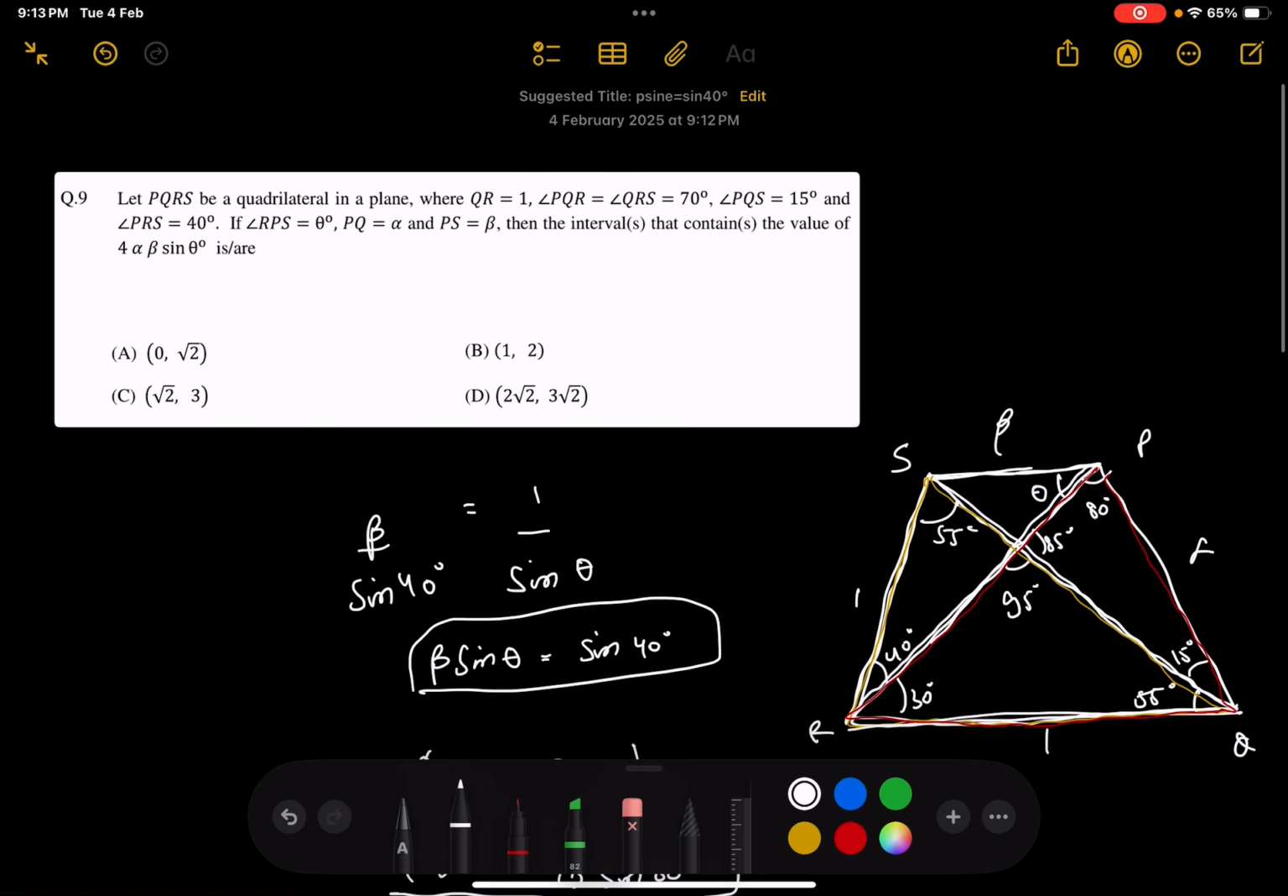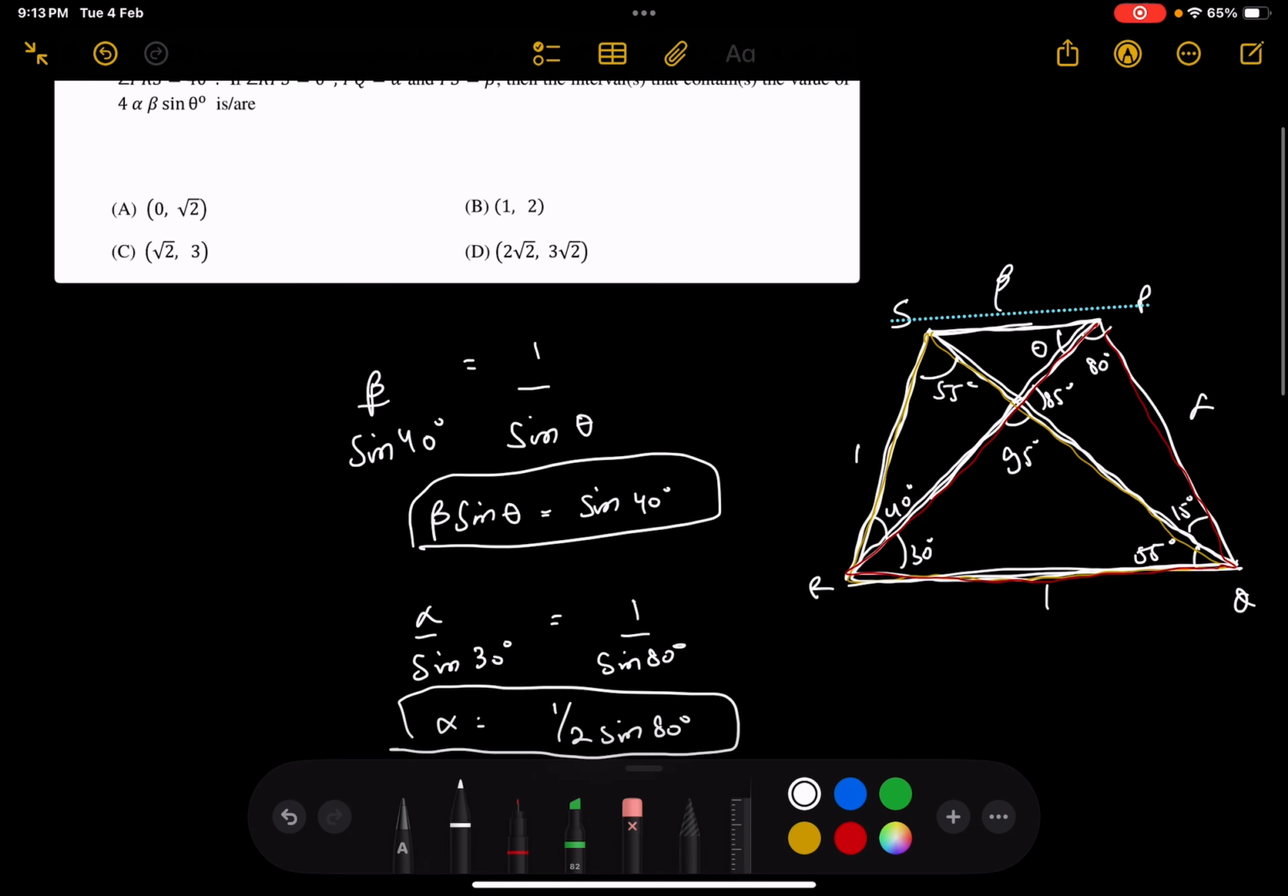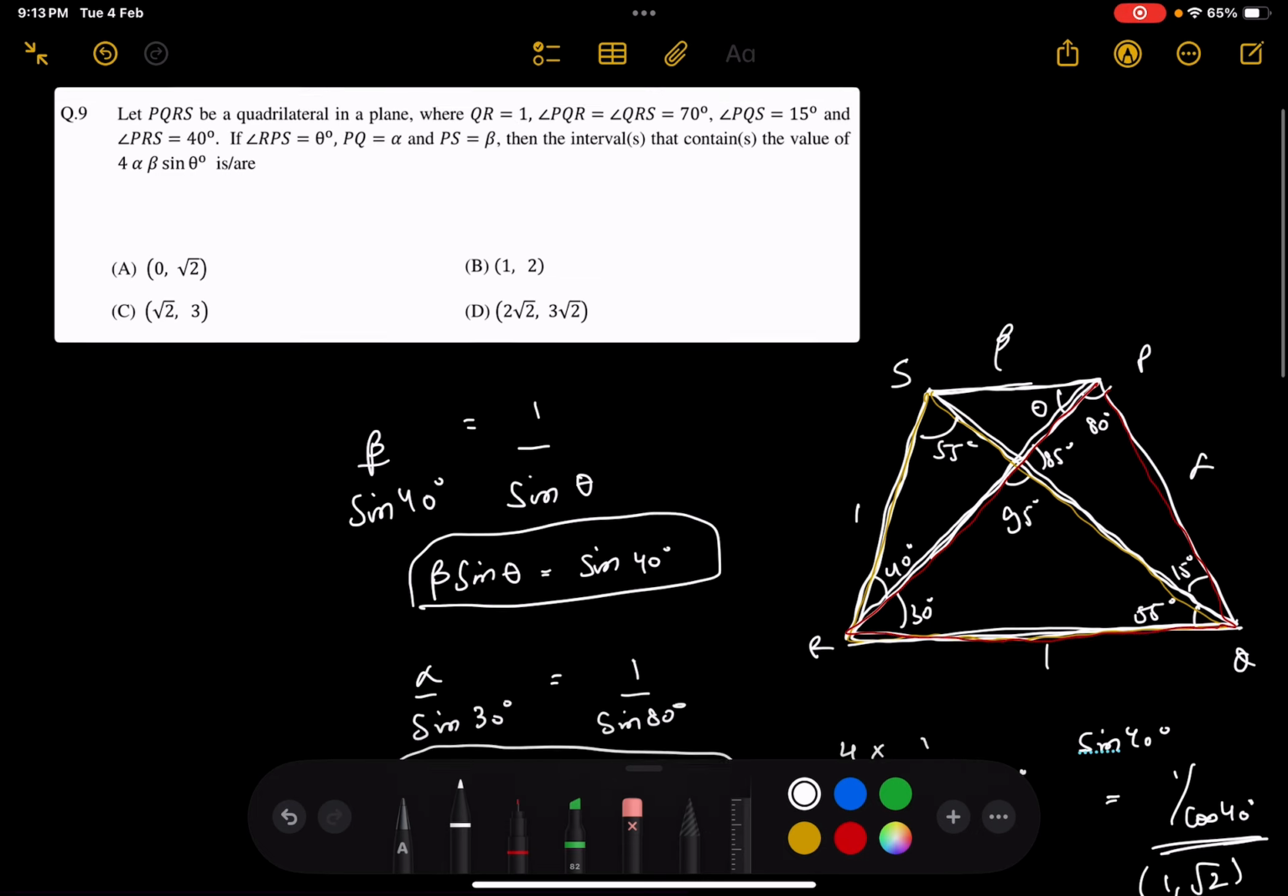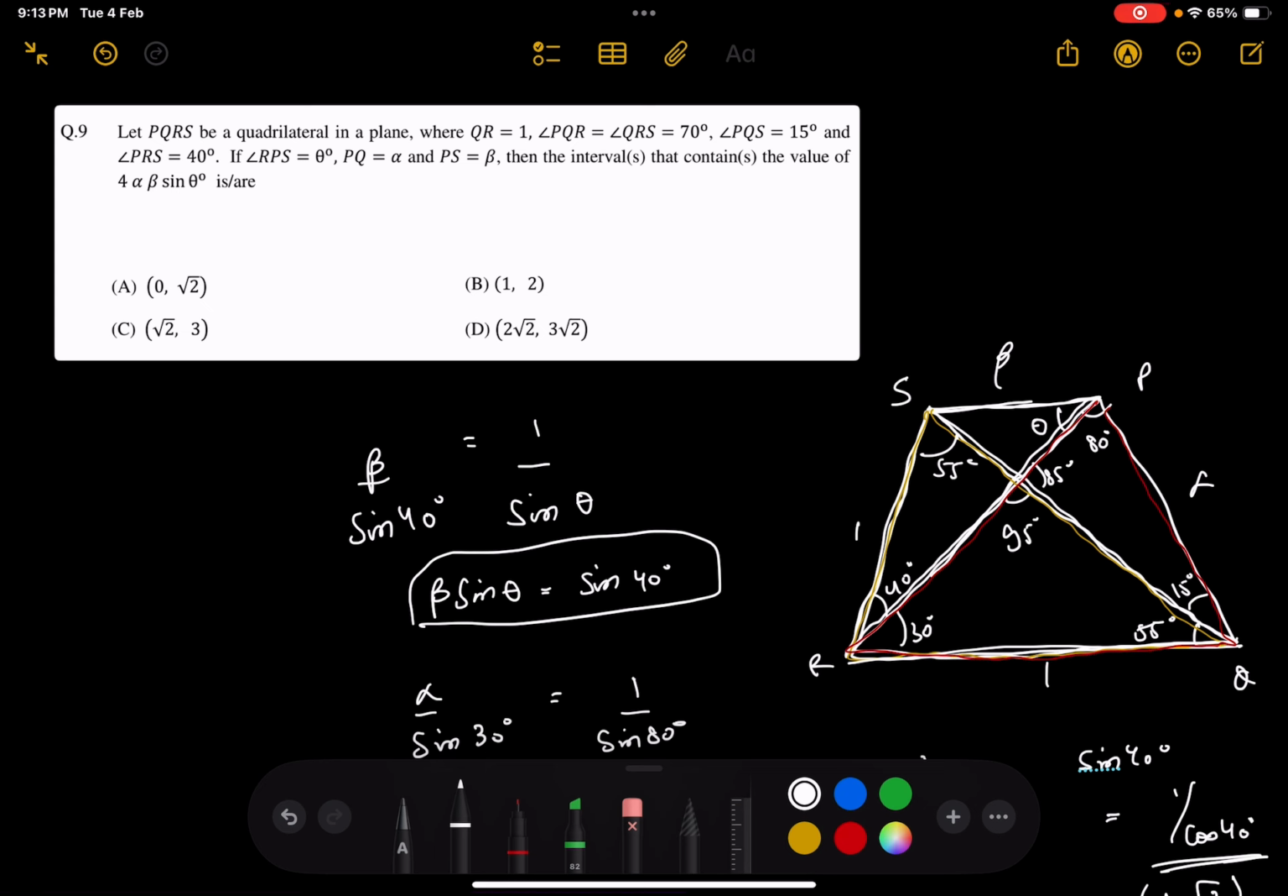We need the product 4 alpha beta sine theta, which is 4 alpha is 1 by 2 sine 80 degrees into beta sine theta is sine 40 degrees. So this becomes 1 upon cos 40 degrees. So cos 40 degrees from 1 by root 2 to 1, which means that 1 upon cos 40 degrees from 1 to root 2. So answer is A and B.